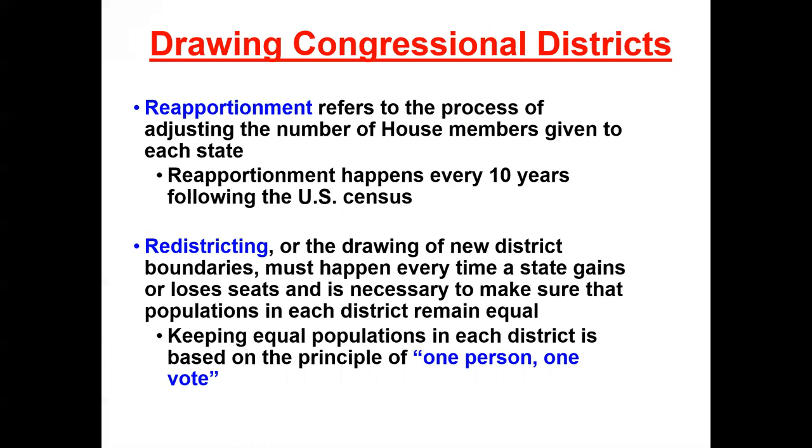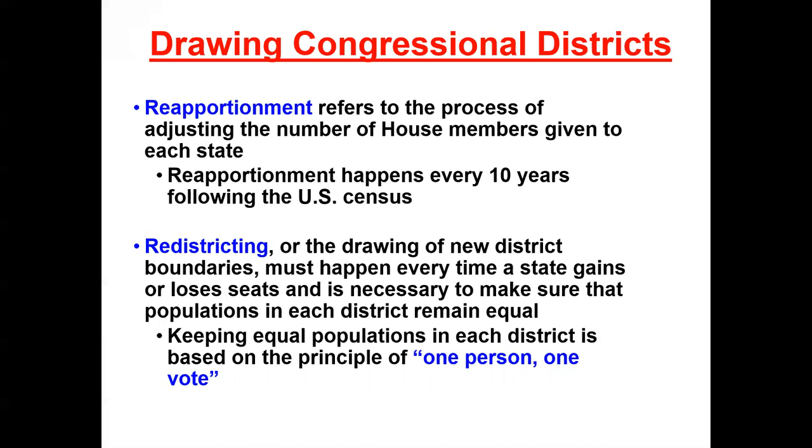Let's talk about drawing congressional districts. This is a little bit complicated topic, so we will go to some details of it. Reapportionment refers to the process of adjusting the numbers of the House members given to each state, which happens every 10 years. As Angel mentioned, decennial, every 10 years. Decennial means every 10 years. Redistricting or drawing the new district boundaries must happen every time a state gains or loses seats, and is necessary to make sure that the population in each district remains equal.